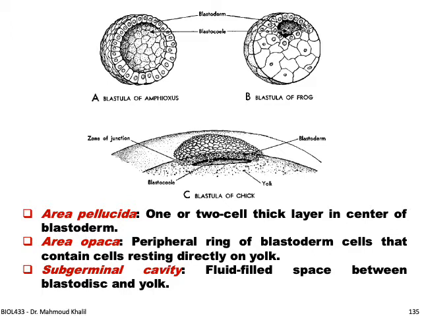So now the egg, looking from above, is divided into three regions: the area pellucida, the area opaca, and the subgerminal cavity. The area pellucida is actually one or two cells thick in the center of the blastoderm, while the area opaca is a peripheral ring of blastoderm cells that contains cells resting directly on the yolk. While the subgerminal cavity is a fluid-filled space between the blastodisc and the yolk.